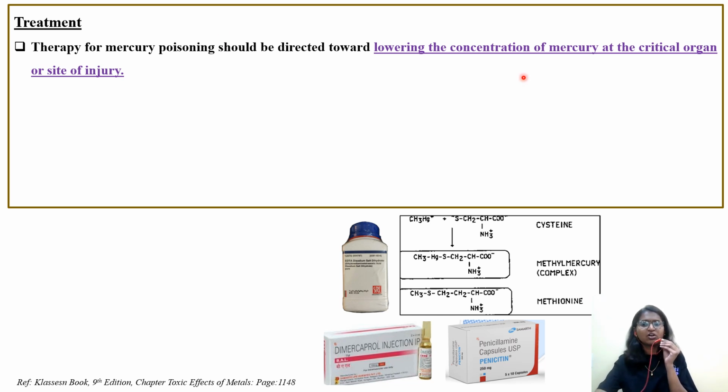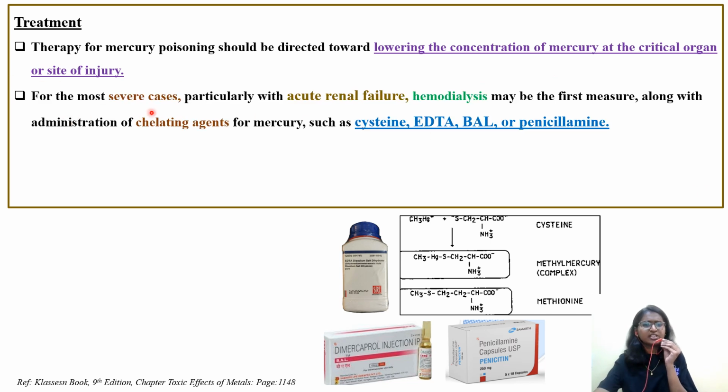Lowering the concentration of mercury at the critical organ or site of injury. For most of the severe cases, particularly acute renal failure, hemodialysis may be the first measure. Already absorbed, the mercury has reached the systemic circulation, so you perform hemodialysis. By performing hemodialysis, you remove the mercury from the blood. Along with the administration of chelating agents, the unabsorbed form can be removed by chelating agents like cysteine, EDTA, BAL, or penicillamine.